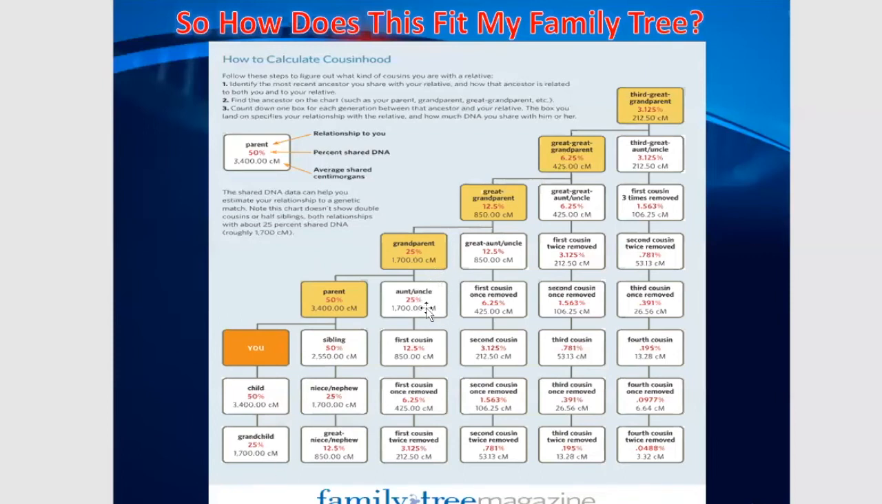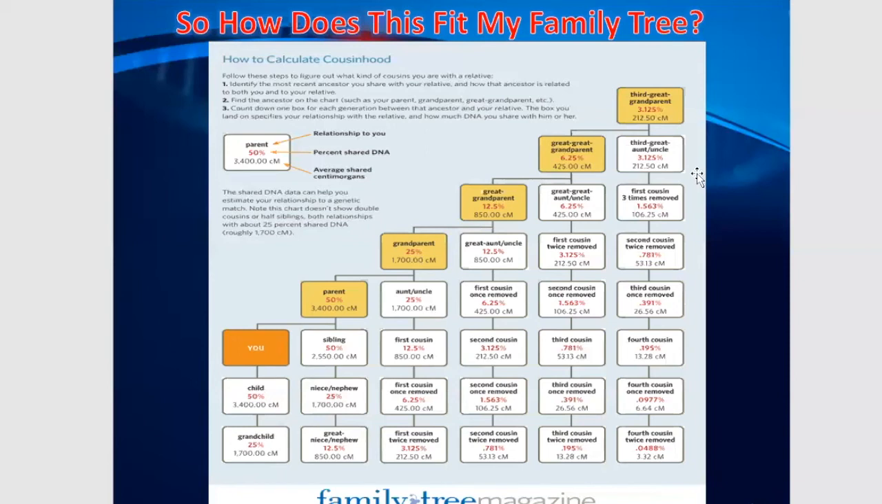You're looking at 1,700 covers both an aunt and an uncle, a niece and a nephew, a grandchild, a grandparent, so on and so forth. By the time you get all the way down here to looking at about 13 point whatever centimorgans, I mean, this could be almost anybody on this line.